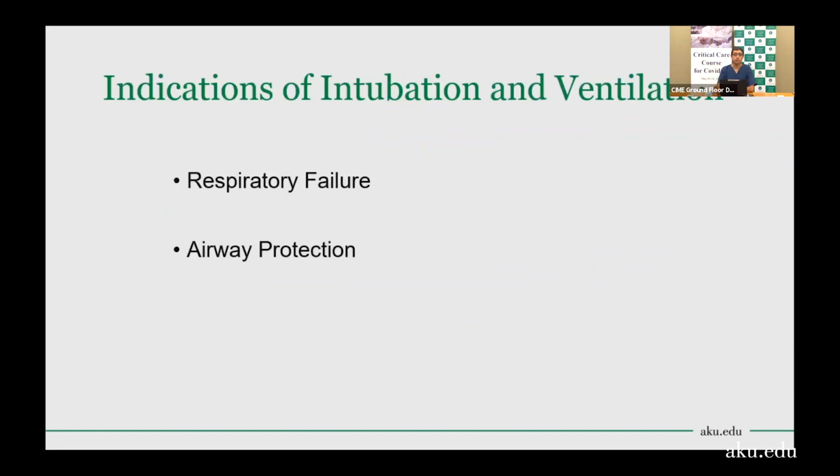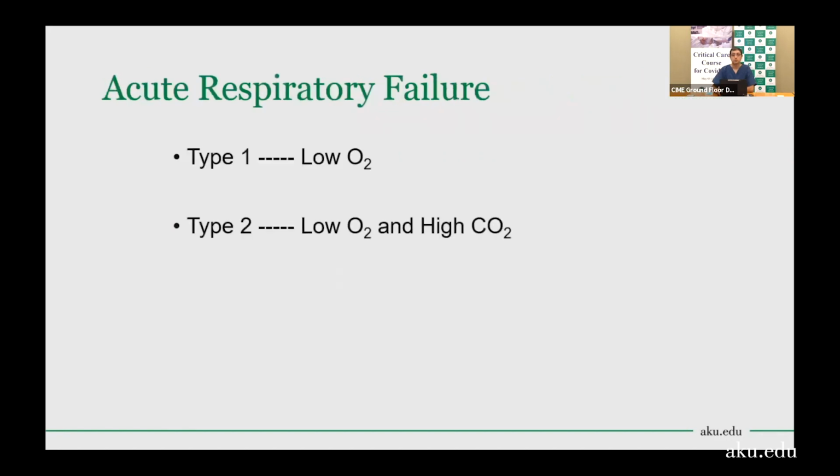What are the indications of intubation and ventilation? Respiratory failure is one, and the other is airway protection, specifically for those people who have a low GCS. So what are the types of respiratory failure? There are two types. Type 1 has a low oxygen and type 2 has low oxygen and high carbon dioxide. There is going to be a lot of repetition from our previous lectures, and hopefully these points are to stress on what the problem is. So again, going through respiratory failure, I know there was a talk on respiratory failure in the first session, so this is just a few basic reminders.